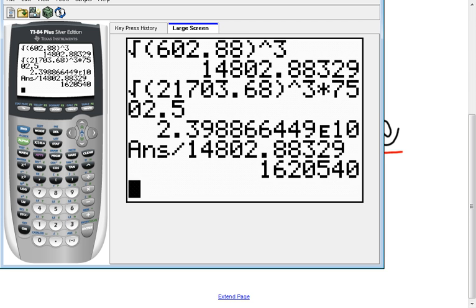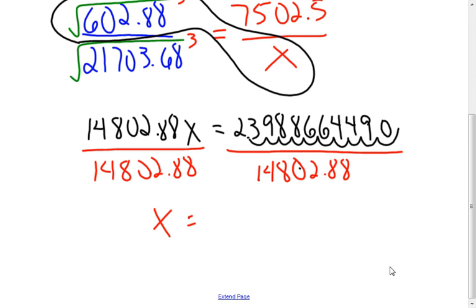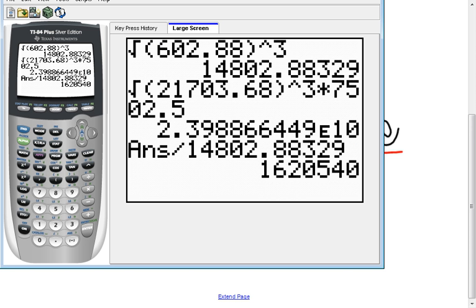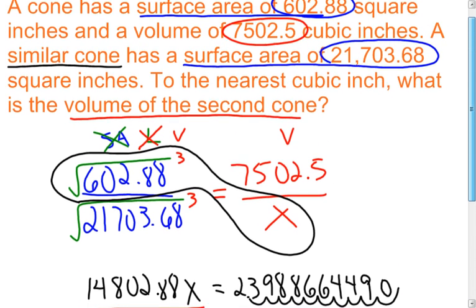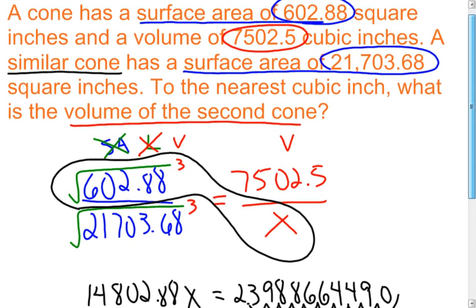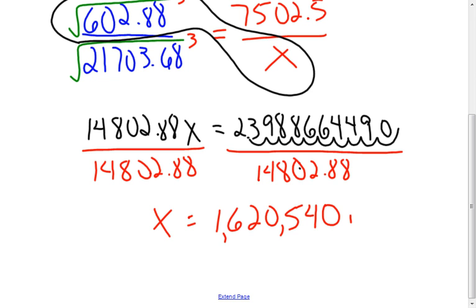So my final answer is this: 1,620,540. Was it 1,620? My memory fails me many times. 540, comma there, and then I need to find my label because labels are very important. This was all in terms of inches, so this is going to be cubic inches for the volume of that second cone.